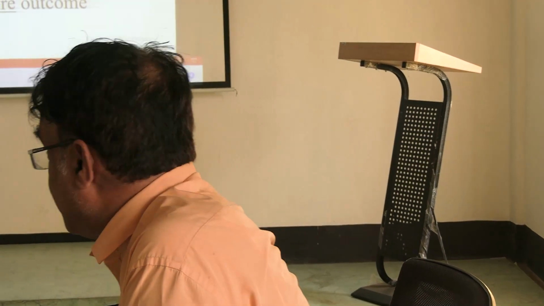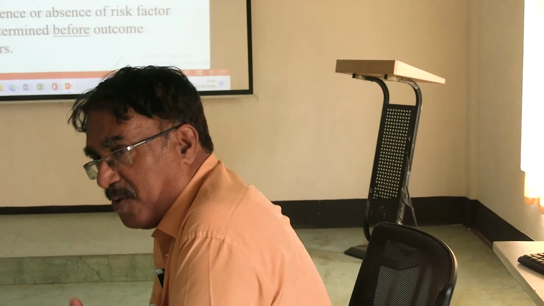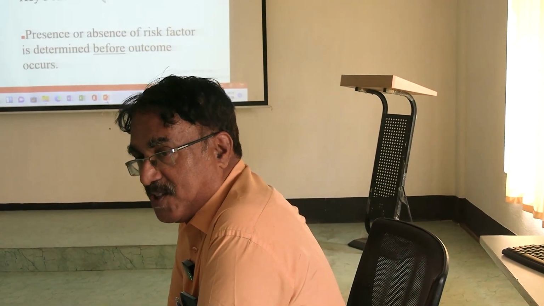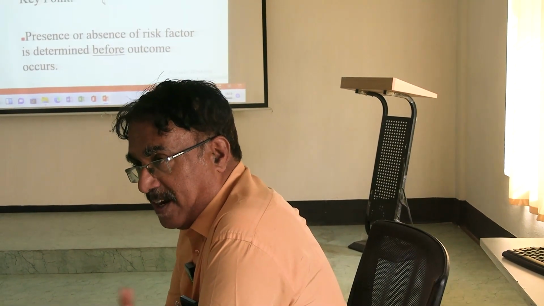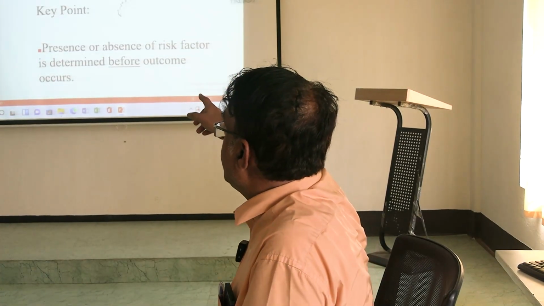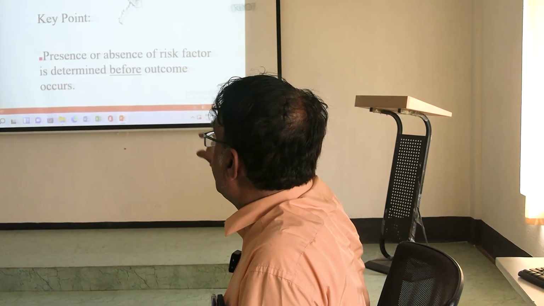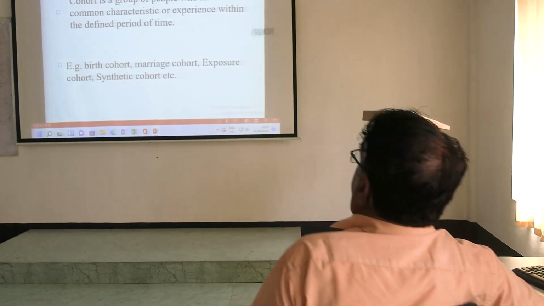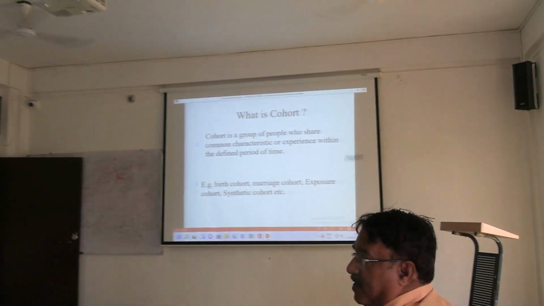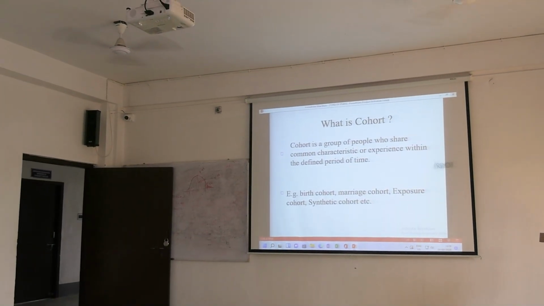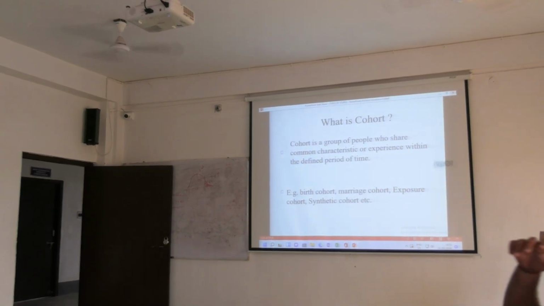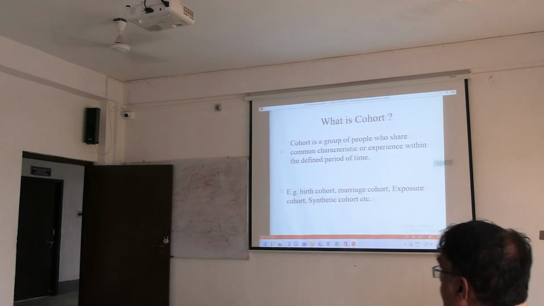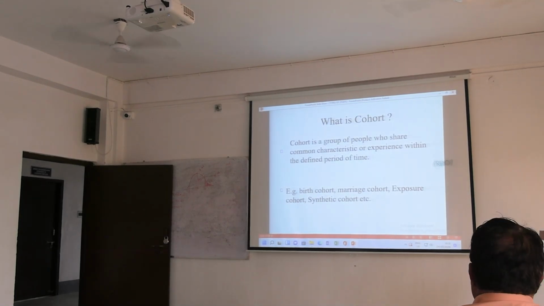Suppose I am following up your group for 10 years. However I follow it up, I find out whether you are taking medicine, and whether something is happening or not. You send me details. So the presence or absence of risk factors is determined before the outcome occurs, and then you look for the outcome. You can have a birth cohort, marriage cohort, exposure cohort, synthetic cohort, etc., people in the same group over a period of time.